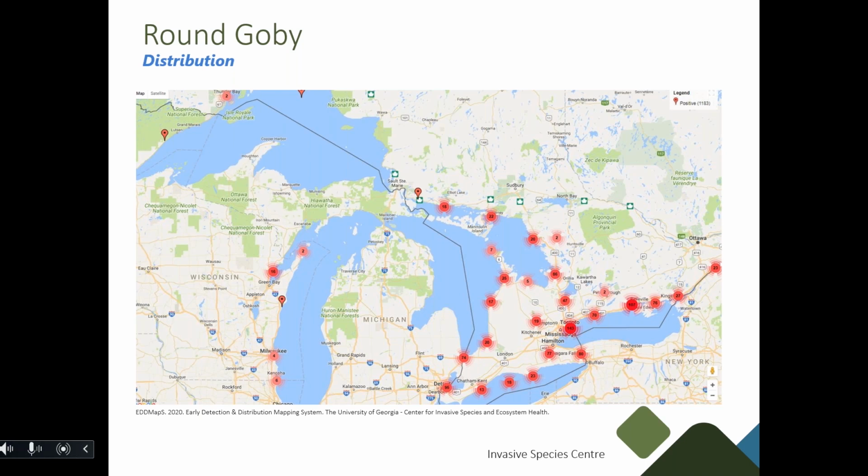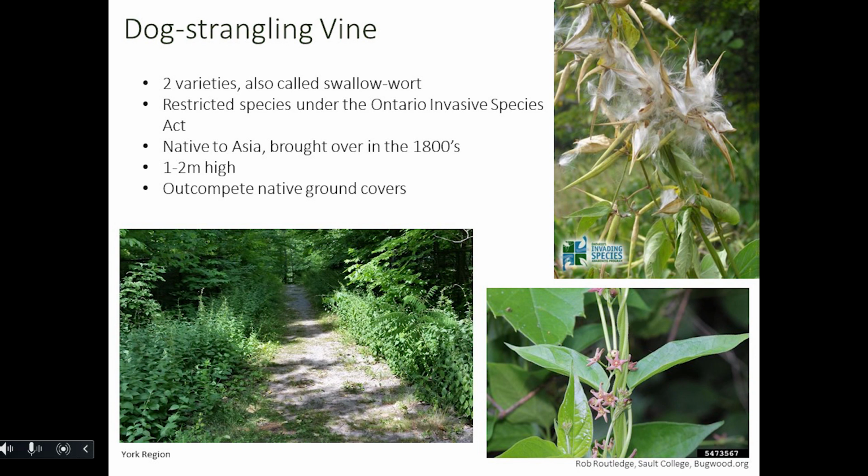So the next species we're going to talk about is dog strangling vine. So dog strangling vine refers to 2 invasive plants in the milkweed family, and they're known as black swallowwort and pale swallowwort, and both of these are native to Eurasia. So we're going to be focusing on pale swallowwort, but they're actually so similar that they do share a common name, which is dog strangling vine. This species is restricted under the Ontario Invasive Species Act, and so is Japanese knotweed.